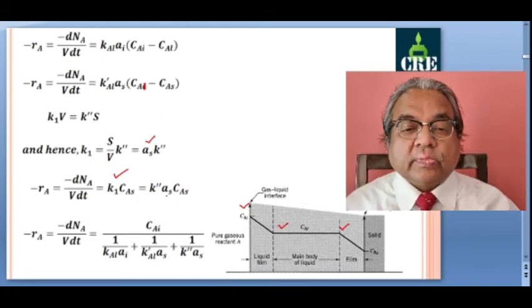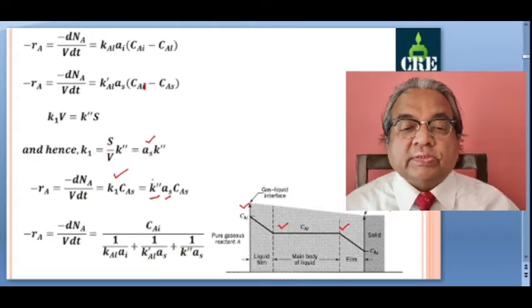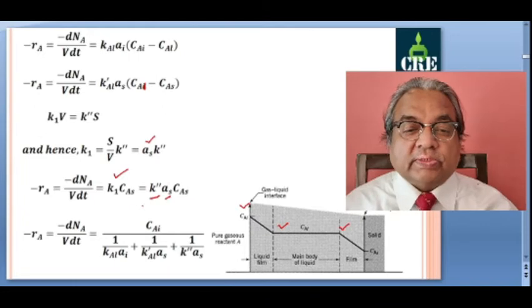Okay. So what I have done is, this I have written in terms of the definition used: K1 is equal to S by V K double prime, S by V is equal to AS. So all these three constants, which are proportionality constants, you can say, KLAI, we have here the AS term, and a similar AS term we have here with respect to surface.